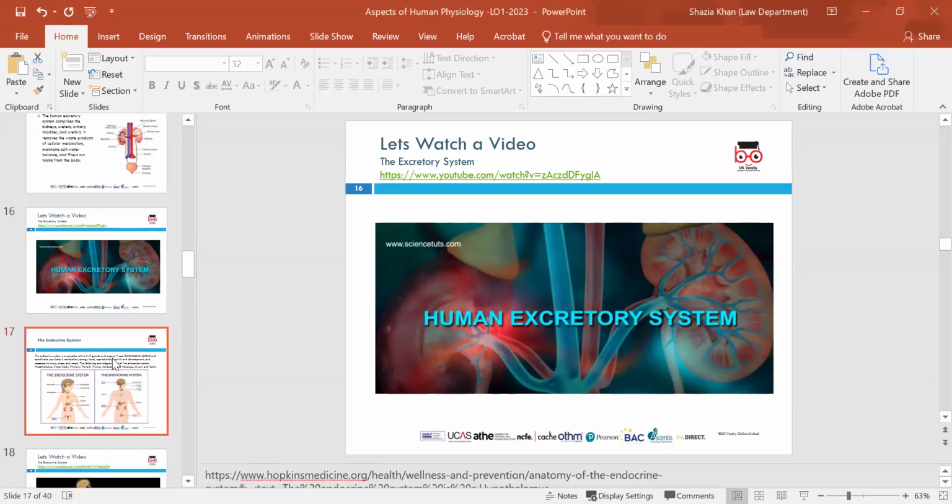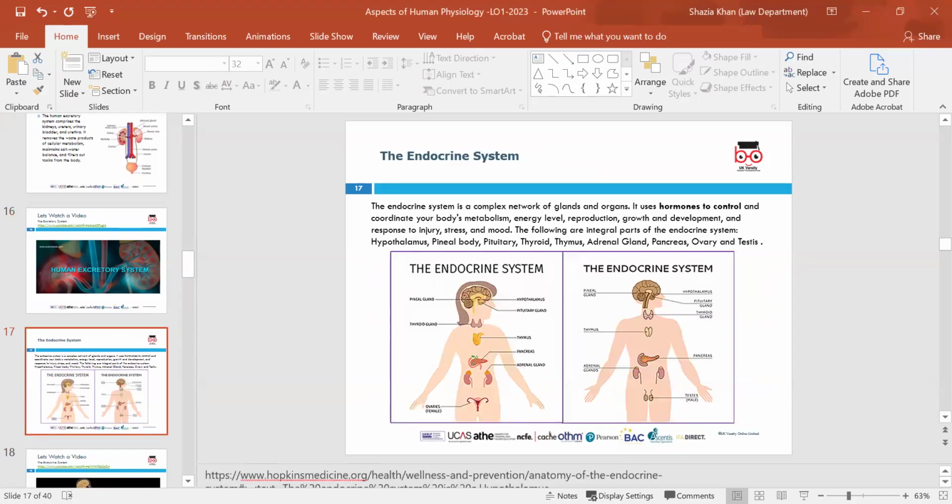So the next one is the endocrine system. This system is a complex network of glands and organs. It uses hormones to control and coordinate your body's metabolism, energy level, reproduction, growth and development, and response to injury, stress, and mood.